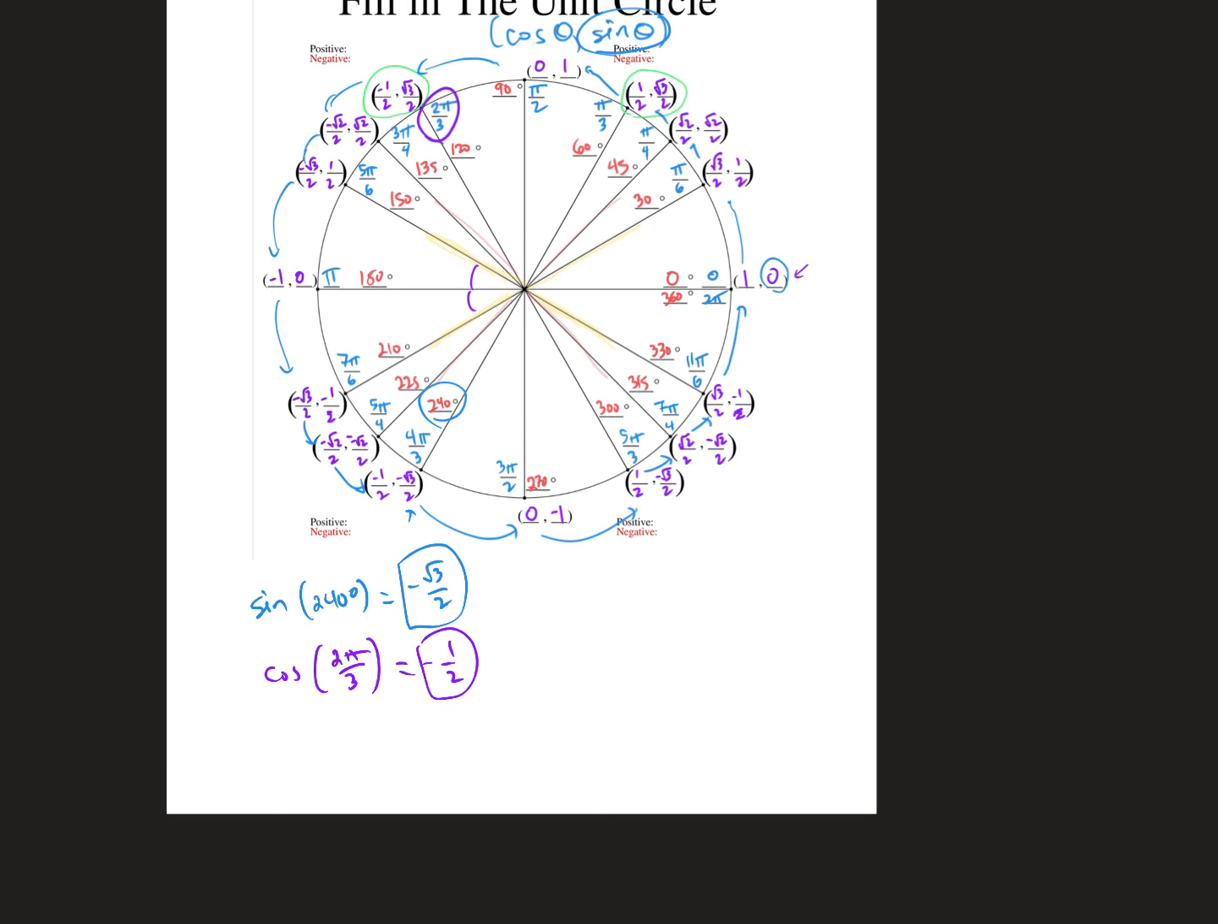Now, if I gave you something like cosine of -150 degrees, -150 doesn't appear in my unit circle, but remember what -150 means. It means we start at the x-axis, but instead of rising, we go down. So we would go down 90 degrees, and then another 60 to get to 150. That's going to land at 210. And again, cosine is the x value, so I want the x value at that point, which is -root 3 over 2.